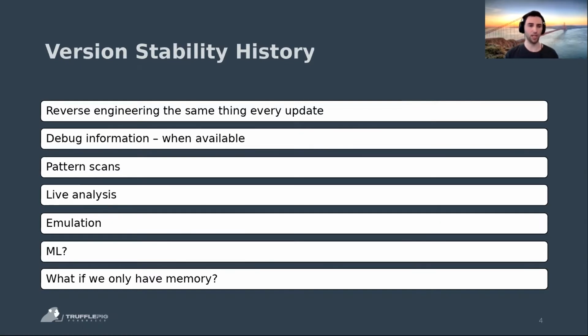Then, of course, an improvement to the pattern scans is emulation. So you just need to find a function, and you can emulate that function, and in the best case, you will get the offset that you're looking for. Then we've also heard today before that machine learning can help in certain cases to identify the layout of data structures.